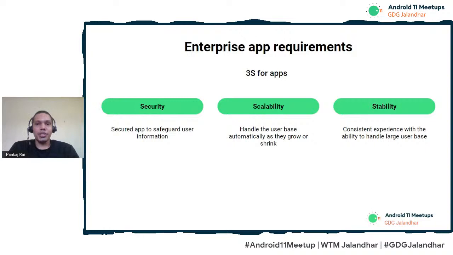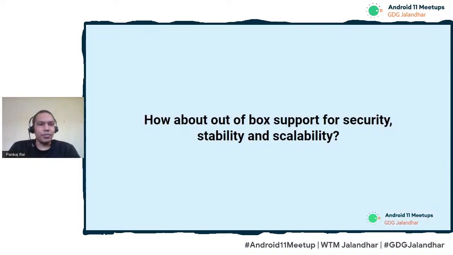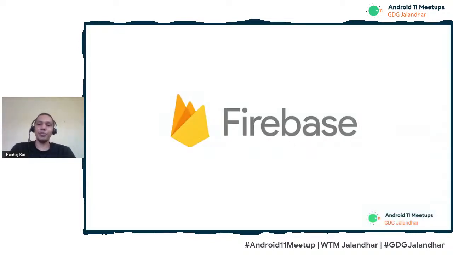So how about using something which already provides these three things to us, some third party services or tools? And we do have certain services like Firebase. Firebase is a Google platform to build a great quality app in a short span of time. It provides us the services for Android, iOS, and web. All these services are highly scalable, secure, and highly stable also. Today we are going to see a few of the services.